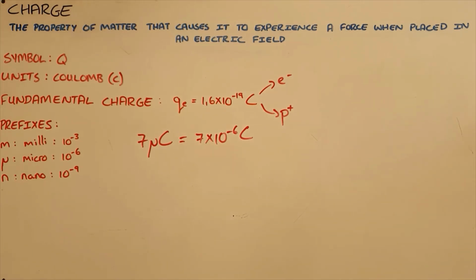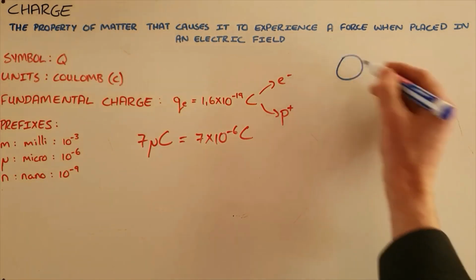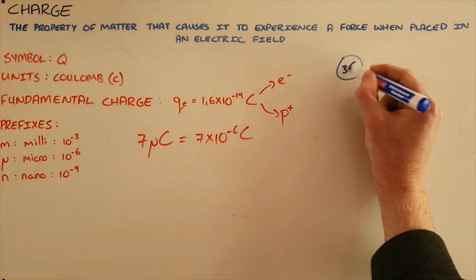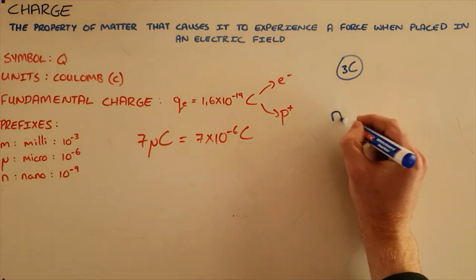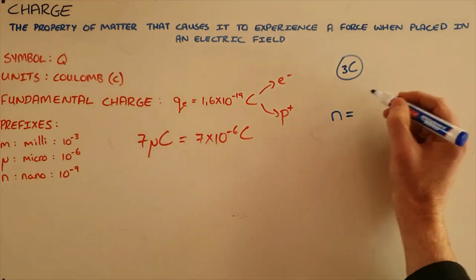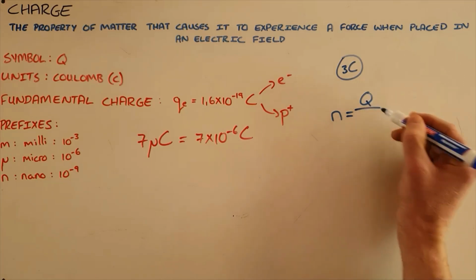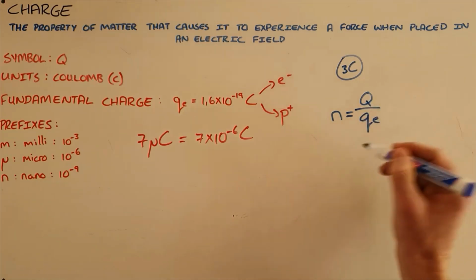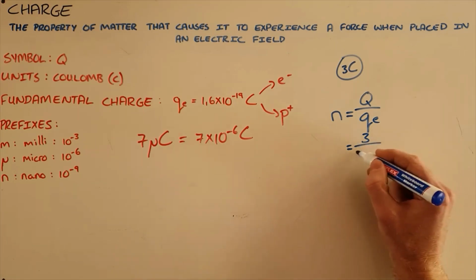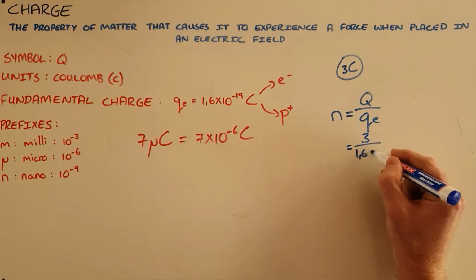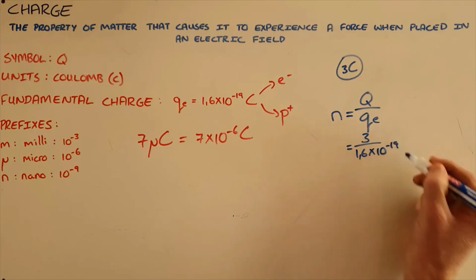Now, it is possible for us to determine the number of fundamental charges that make up an amount of charge. So if we have an object that, say, has a charge of 3 coulombs, we can be asked to determine how many fundamental charges that contains, and we would say that the number of fundamental charges is equal to the total charge divided by the fundamental charge. Total charge here is given as 3 coulombs. Fundamental charge we know is always 1.6 times 10 to the negative 19.